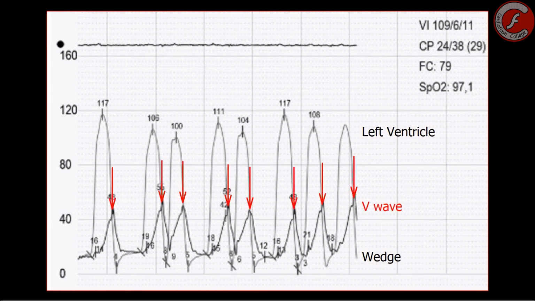In this way, it is possible to identify a severe mitral insufficiency when there is an increase of the B wave, because this reflects how the pressure of the left atrium increases as a direct consequence of the mitral regurgitation jet occurring during ventricular systole.